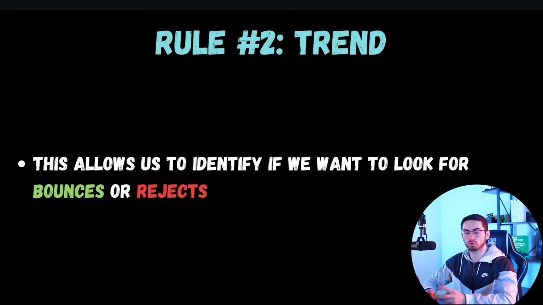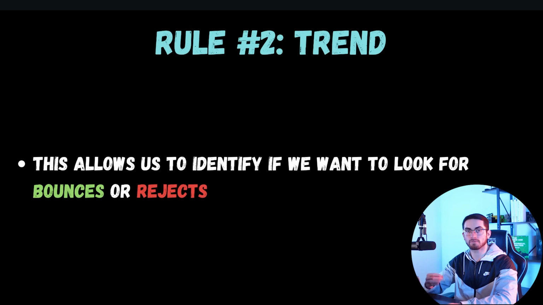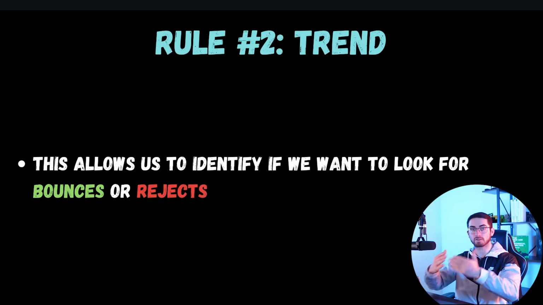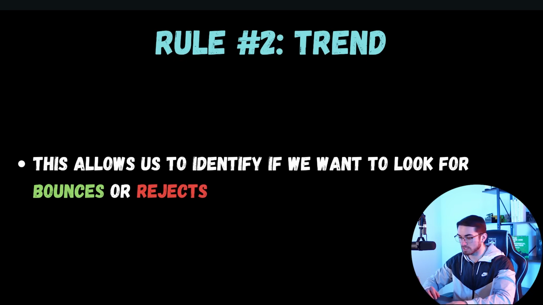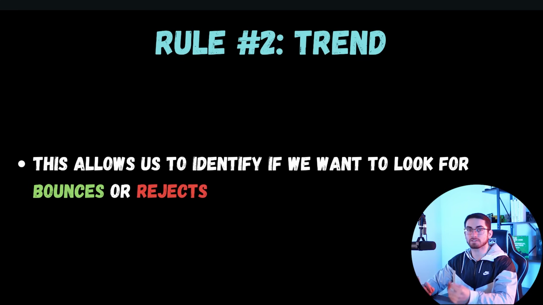Now, rule number 2, you need to look and determine what is the overall trend based off of this impulse move. If the overall trend is to the upside and we make a very strong impulsive move up, then we know that we want to use the fibs for a bounce. However, if we're in a strong uptrend and price makes a strong aggressive move to the downside, taking a reject is going to be a lot higher risk because the overall trend is to the upside. So being able to determine the trend allows us to identify if we're going to be looking for a bounce or for a reject. And the same goes for a stock that's in a strong downtrend.